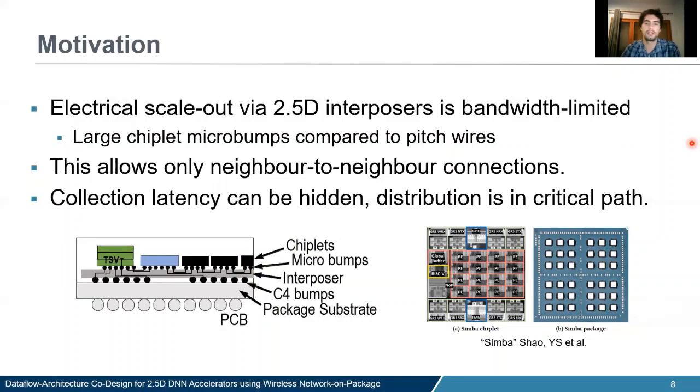Moreover, when using electrical interposers, usually what is done is that the chiplets are connected only neighbor to neighbor. So this increases the latency in communications that are far away. This latency can be hidden if this is done in the collection stage, so when we are gathering the partial outputs from the PEs to the memory. But if this happens in the distribution stage, so from the memory to the processing elements, this is in the critical path.